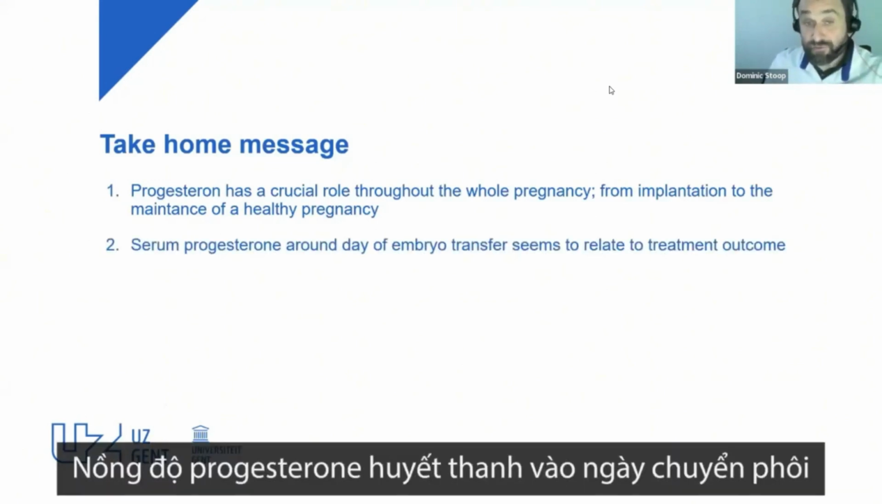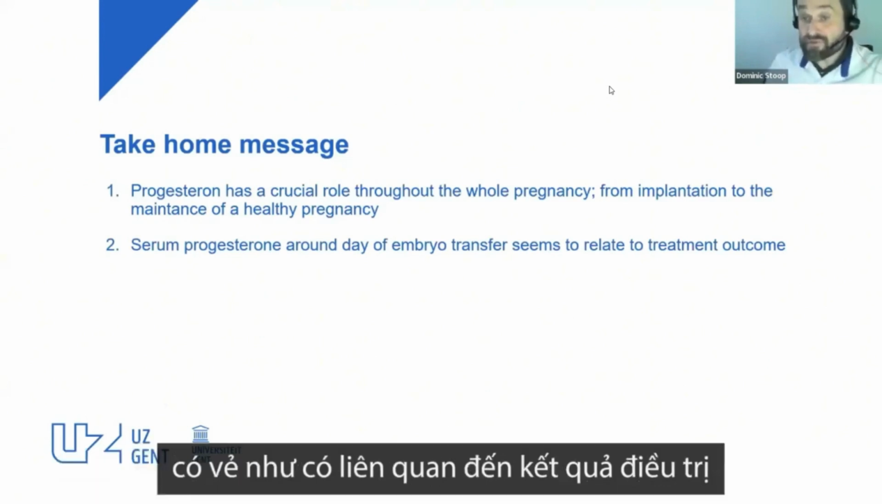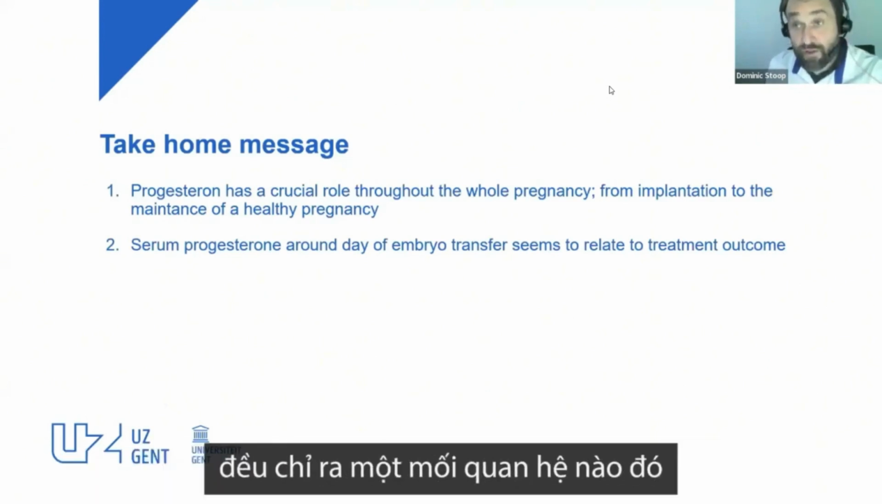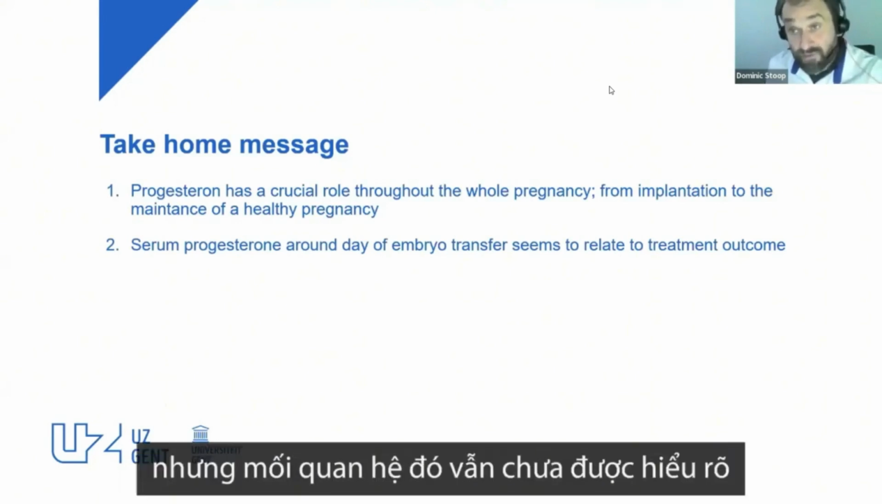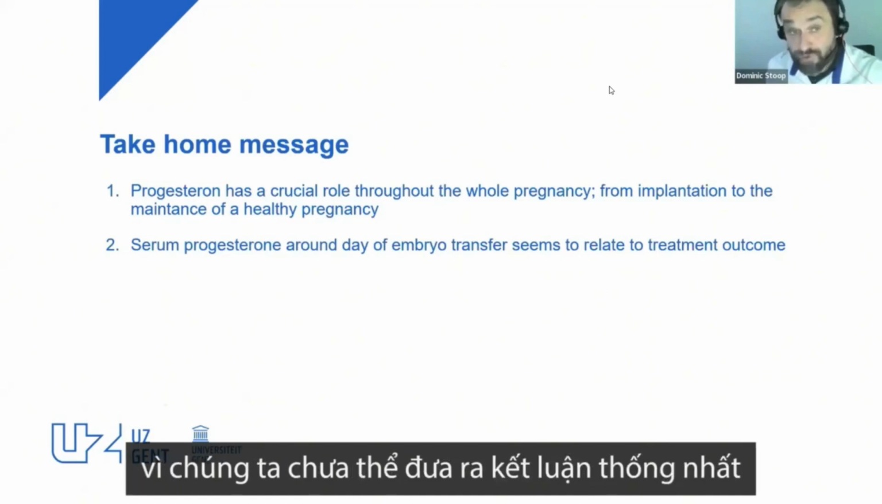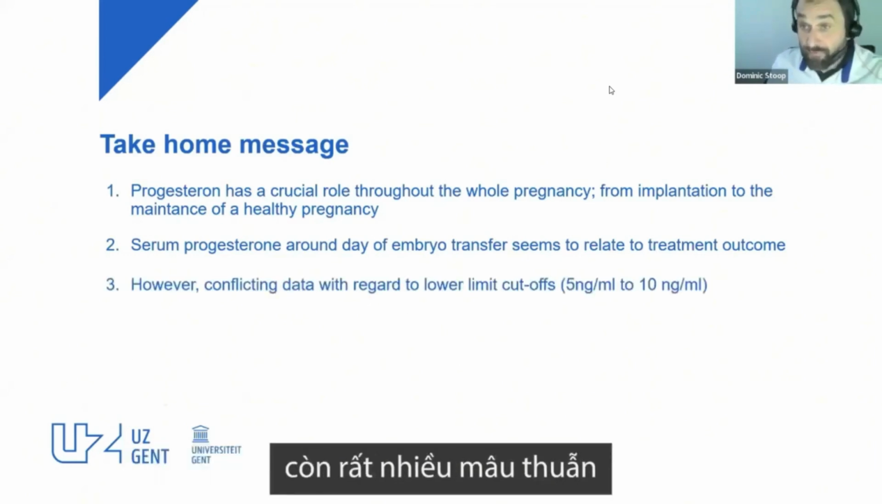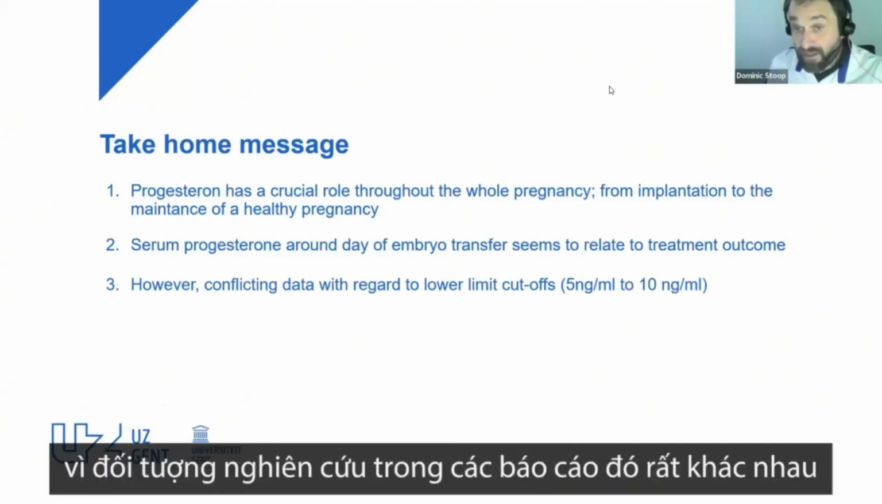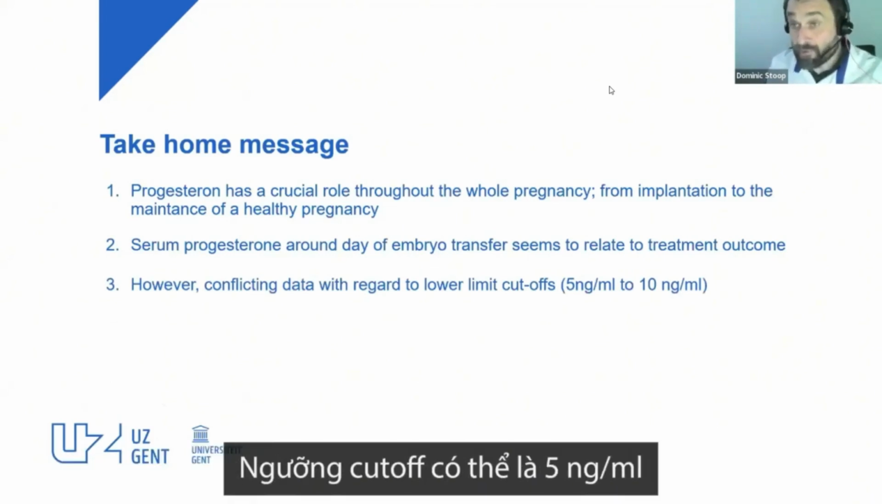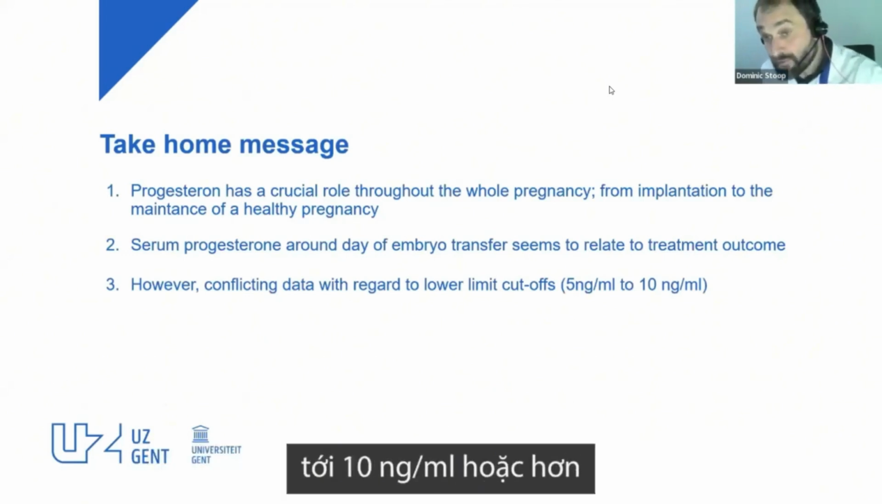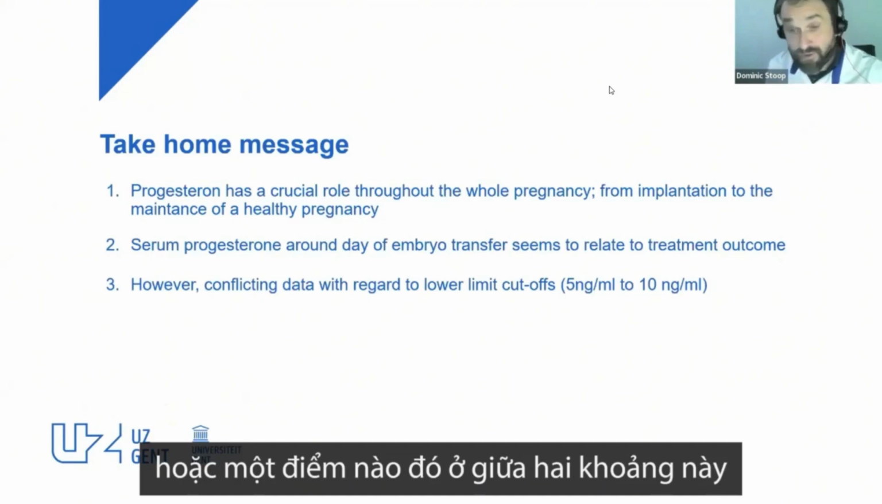The serum progesterone around the day of transfer seems to relate to treatment outcome. I think we can't deny this because all these studies seem to show some kind of relation, but that relation still is not very well understood because we can't draw uniform conclusions, in my opinion. So there are conflicting data with regard to the cutoff. Of course, population studies are different. They go from 5 nanogram per ml, which I see in my clinic, in my experience, up to people putting 10 nanogram per ml forward, and it could very well be somewhere in between.